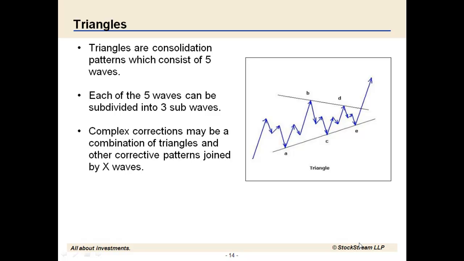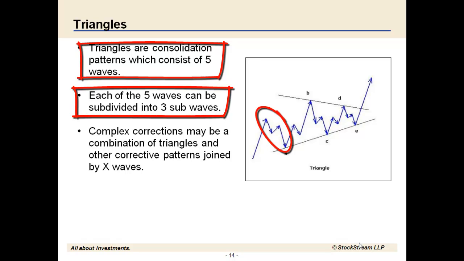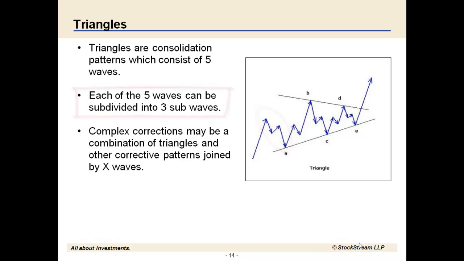A triangle is a corrective pattern consisting of 5 waves. Each of these 5 waves can be divided into 3. For triangle correction, price generally trades within a converging channel before an eventual break in the direction of the broader trend. A triangle can also be part of complex corrections, joined by an X wave either to another triangle or to other corrective patterns.